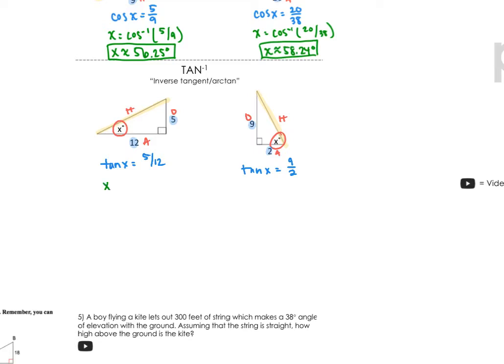And to solve for the angle, we use inverse tangent. So tan -1, 5 divided by 12, and tan -1, 9 divided by 2. So to get inverse tan, you hit second tan, and then 5 divided by 12. We get 22.62 degrees approximately. And then the second one, second tan, 9 divided by 2, we get 77.47 degrees.